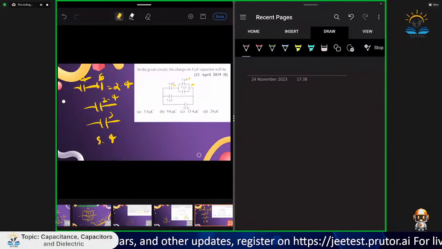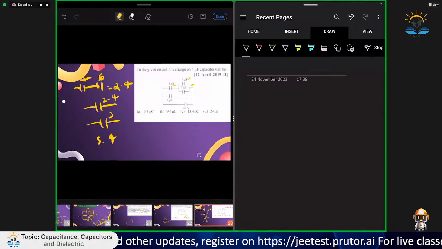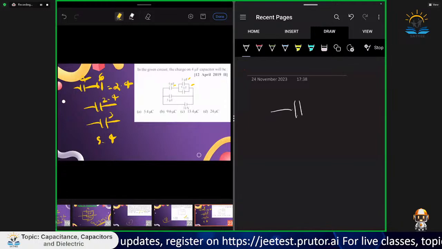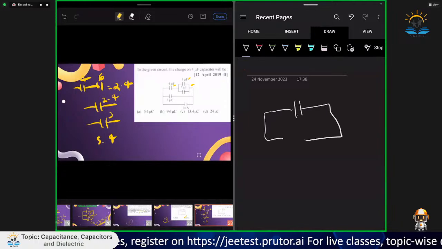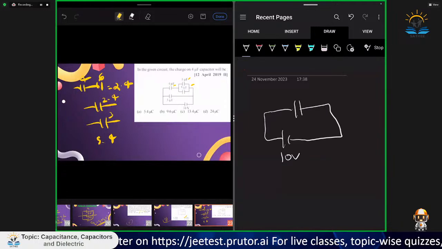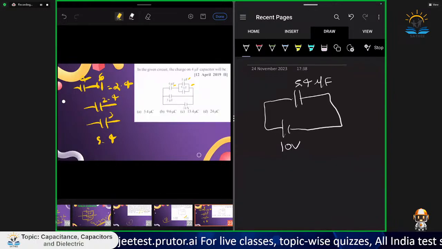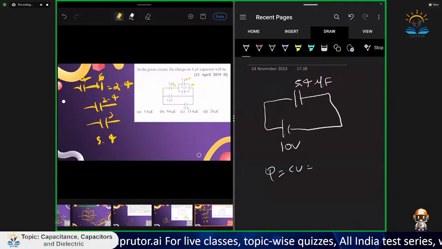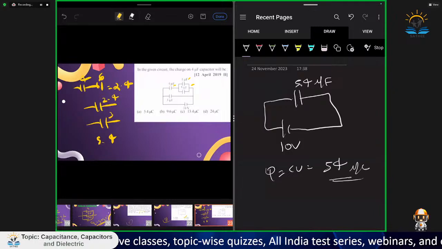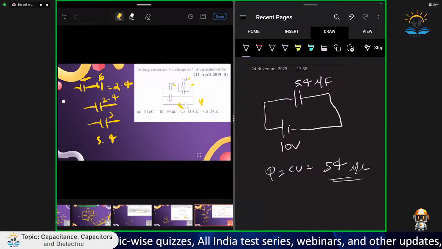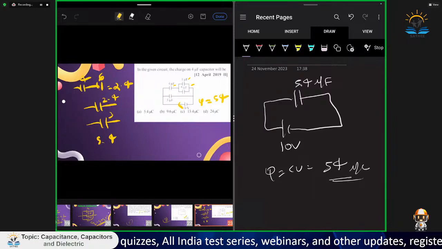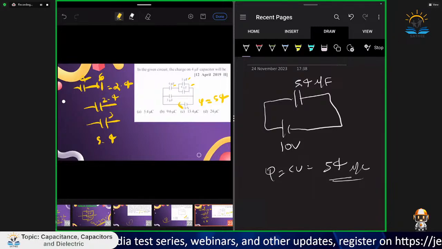So the effective capacitance of the circuit is 5.4. Right, 5.4. So 10 volt, 5.4 microfarad. So charge Q is equal to CV, 54 microcoulomb will be the total charge. So total charge we got is 54. We have to find out the charge on 4 microfarad.